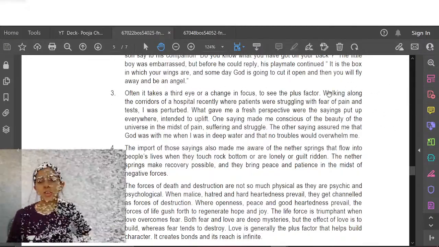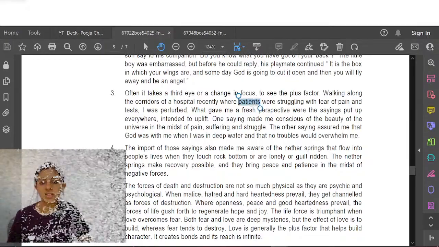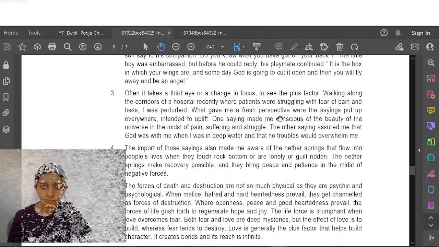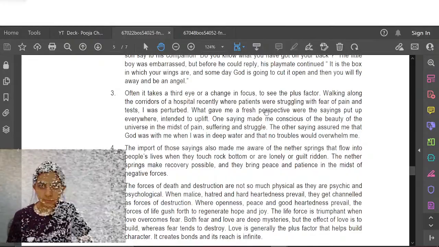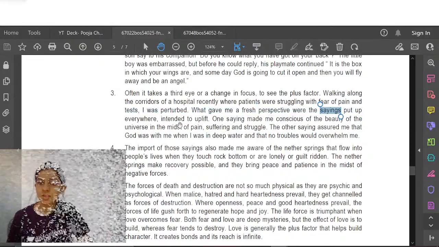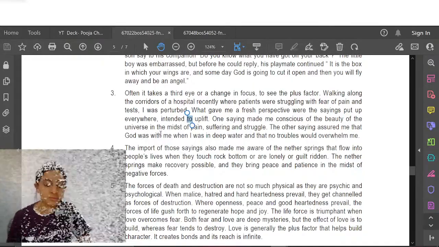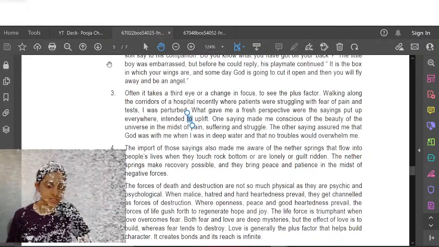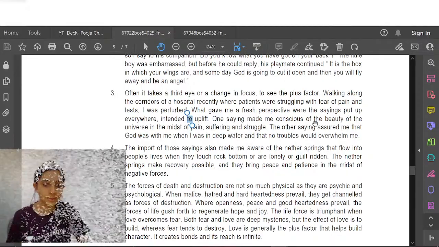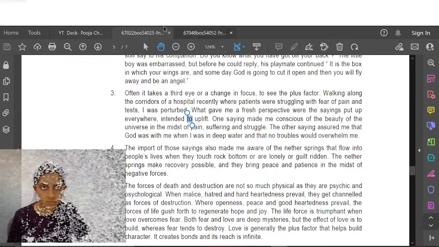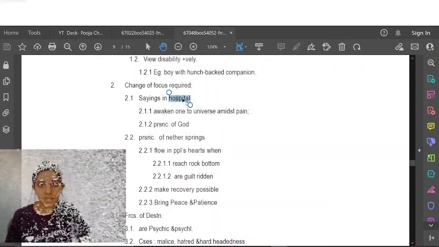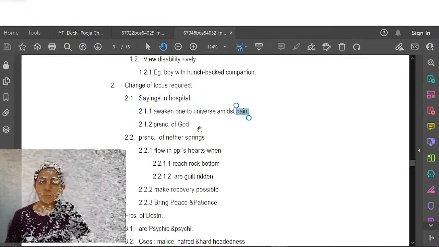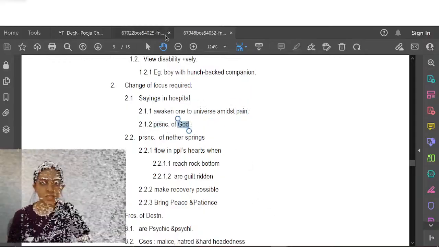So when I speak of something like this, there are two discussions happening. First, patients were struggling with fear of pain. Second, there was a fresh perspective and the sayings that were put up to uplift a person's spirits. So now let's see if we are doing it in the correct way. Sayings in the hospital: awaken one in universe amid the pain and presence of God. Okay. Now let's see the next point.